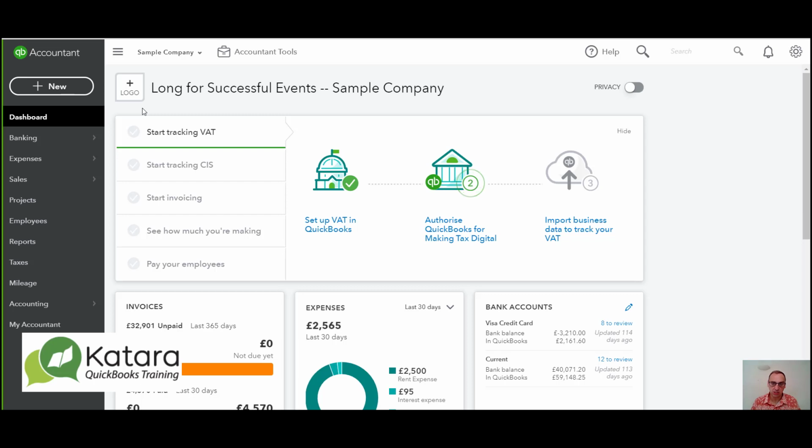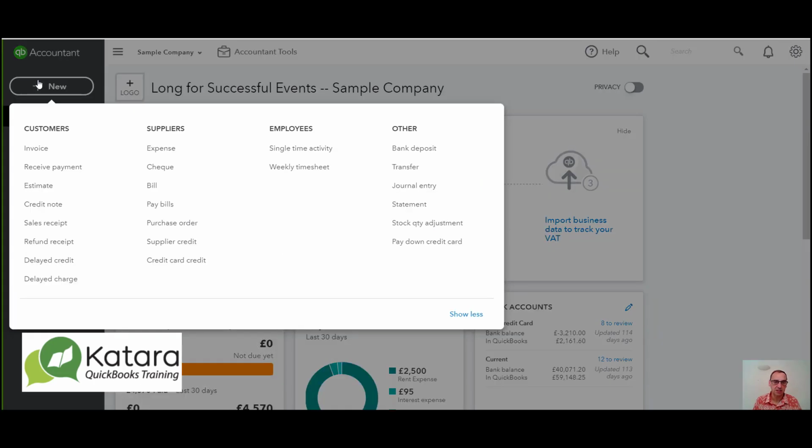When we are manually entering transactions in QuickBooks, there are 3 transaction types that exist in the other section. So on the new plus sign at the top here in the left hand side, the 4th column along, we've got other, and we've got a bank deposit, transfer and journal entry. So 3 transaction types there that are not fitting in with our customers and suppliers.